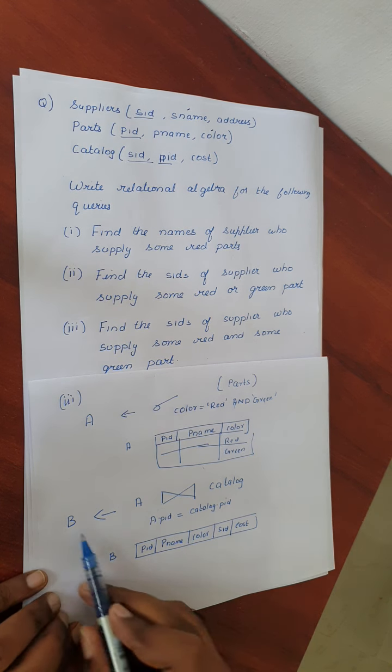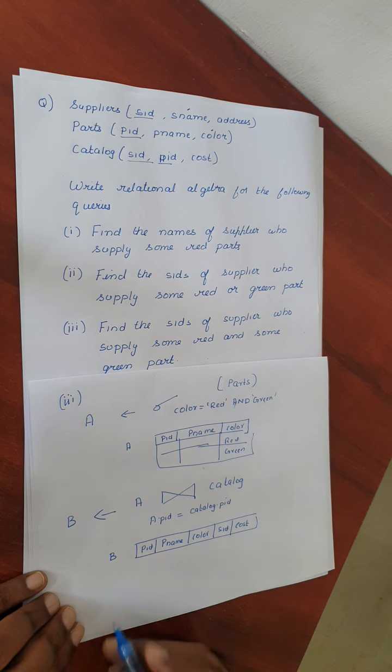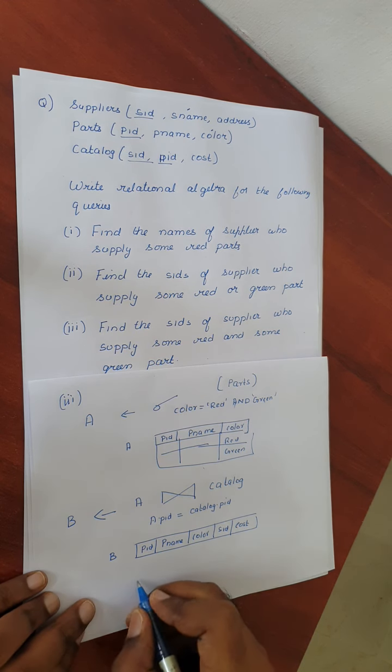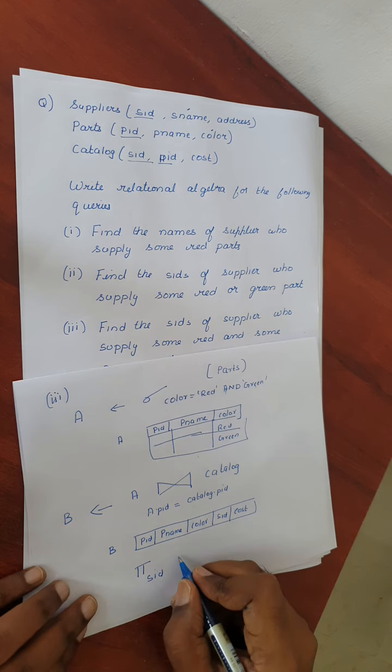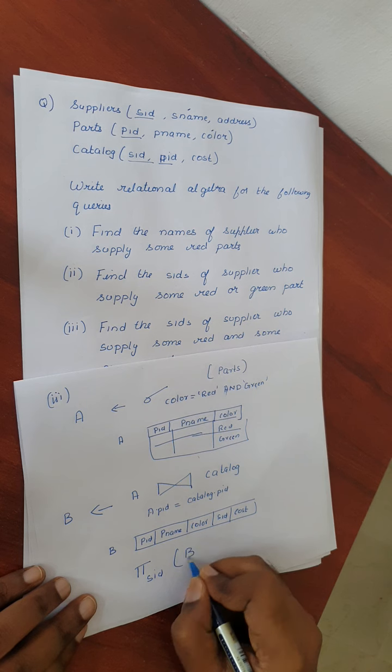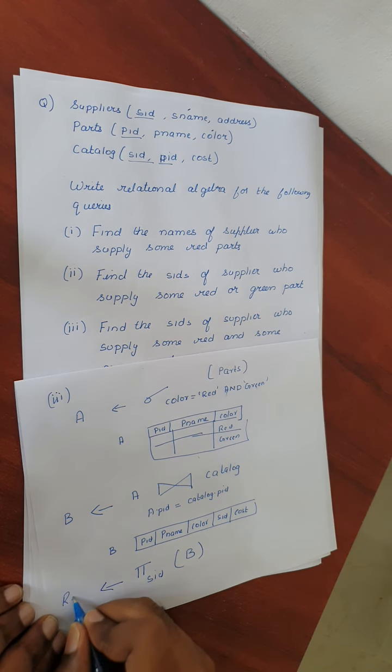Okay, so this B contains SID also. So from this B we can project the SID. We can select the SID. So next is pi of SID of B. Okay, this will be our result.